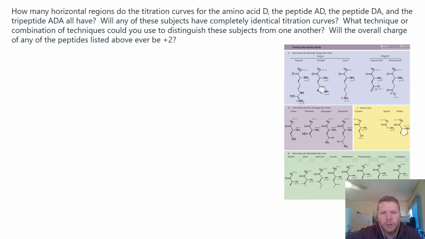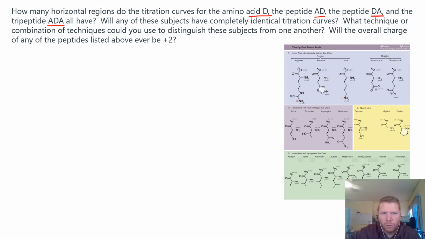All right, so here's the second question of our exam. The second question reads, how many horizontal regions do the titration curves for the amino acid D, the peptide AD, the peptide DA, and the tripeptide ADA all have? Okay, so that's basically our first part.